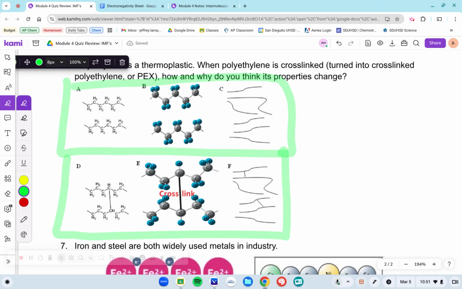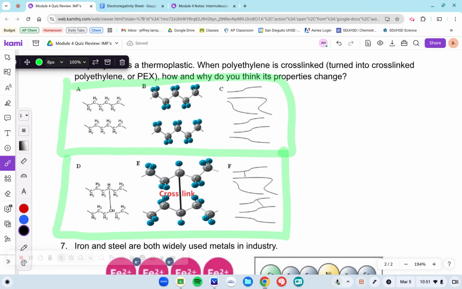Now, what we're changing here is that we are connecting different chains. So because we connect one chain to another, that allows us to have a stronger attraction between chains. So because we have that stronger attraction between chains, it's going to make it so that it's more rigid, and it's also going to make it into a thermoset, because we aren't going to be able to melt and break those attractions between chains like we were when it was just a linear polymer.